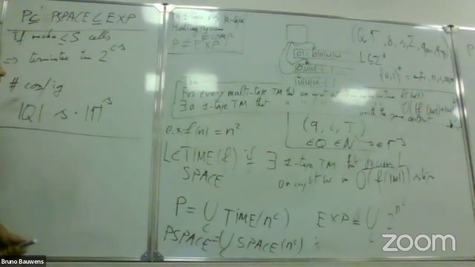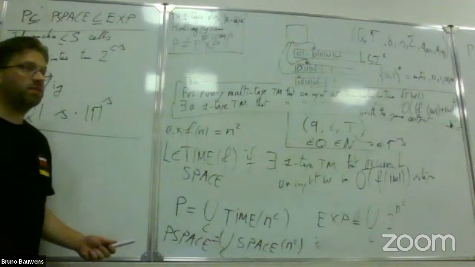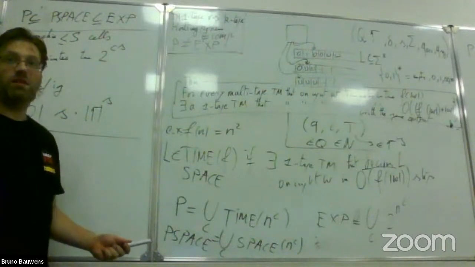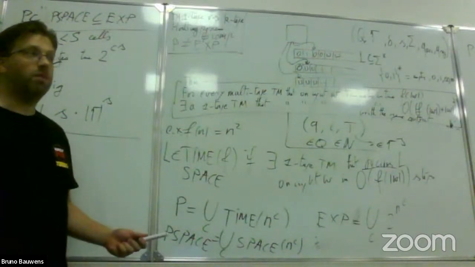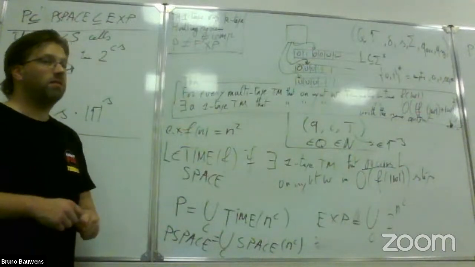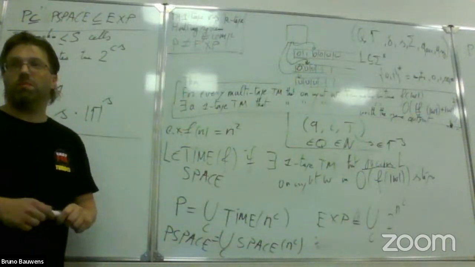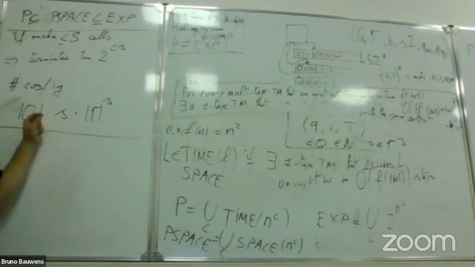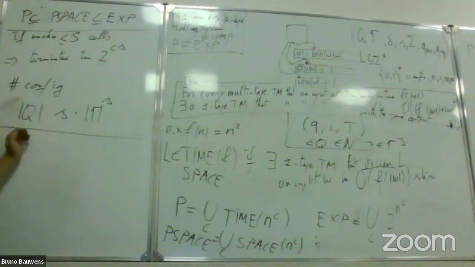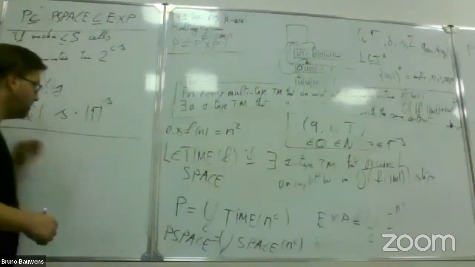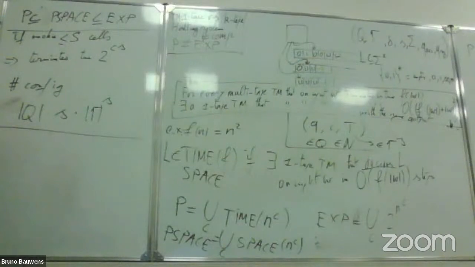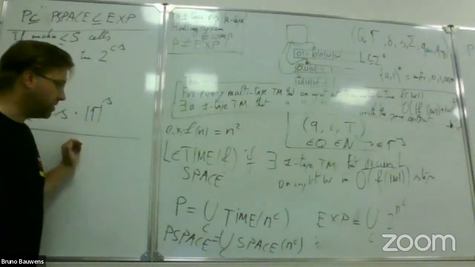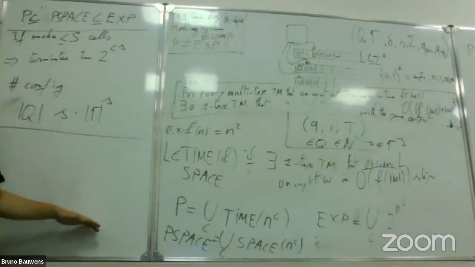Maybe it's time to speak about some problem that's in PSPACE but not known to be in P. It can be Hamiltonian cycle. You remember, you get a graph. It means n squared bits in our input because we represent the graph by an adjacency matrix. The claim is that it can be solved in polynomial space. So how does it work?